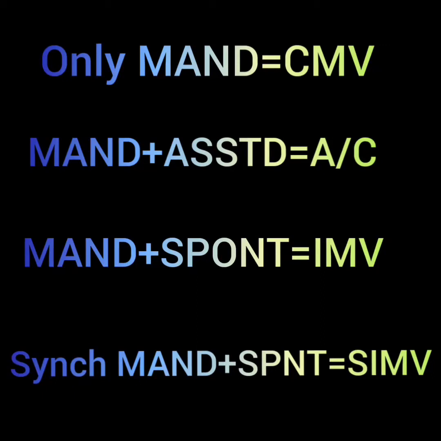Along with these four commonly used modes, we are going to learn another three rarely used modes which are useful in ARDS. Those are IRV, inverse ratio ventilation, APRV and PRVC. So our first mode is CMV, continuous mandatory ventilation or controlled mandatory ventilation.